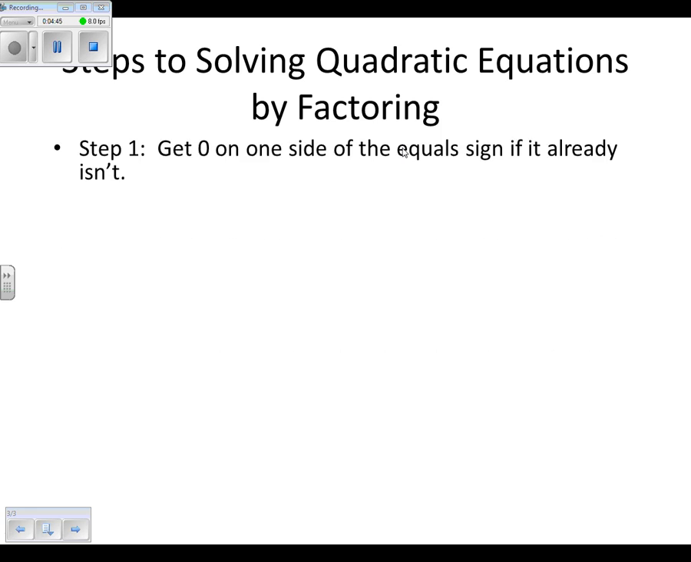Okay, step 1, get 0 on one side of the equal sign if it already isn't. Like I said, a lot of times you're going to have to get 0 on one side. It's not going to be given to you. You're going to have to rearrange stuff to get 0 on one side. Step 2, factor out the GCF, greatest common factor, if it's something other than 1. Now, if your GCF is 1, you can still factor it out, but there's no reason to because if you factor out 1, you're not changing what you were given.